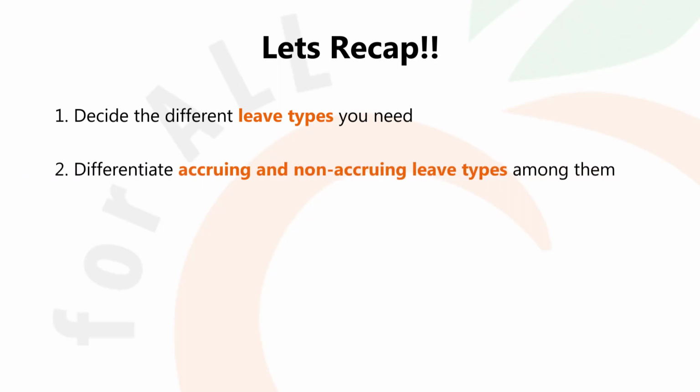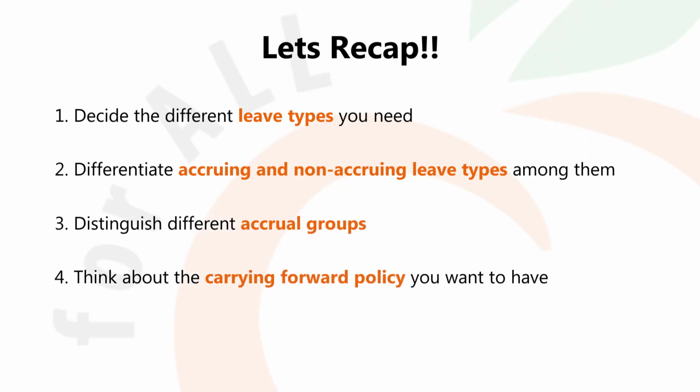Let's recap on what you need to do before the first call. 1. Decide the different leave types you need. 2. Differentiate accruing and non-accruing leave types among them. 3. Distinguish different accrual groups. 4. Think about the carrying forward policy you want to have. 5. Decide the approval workflow steps.